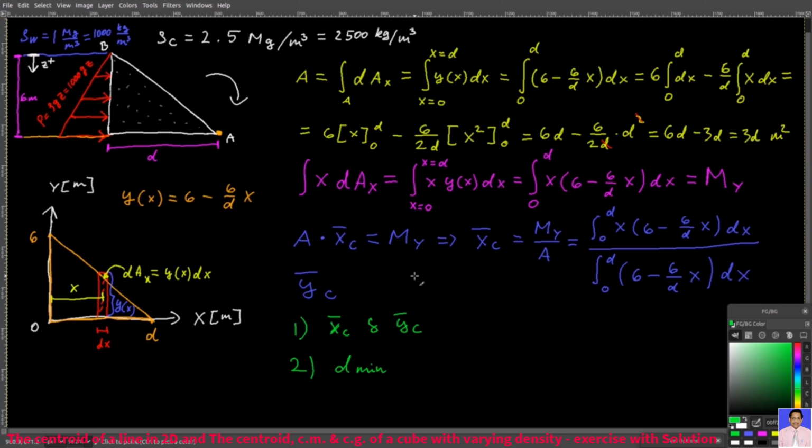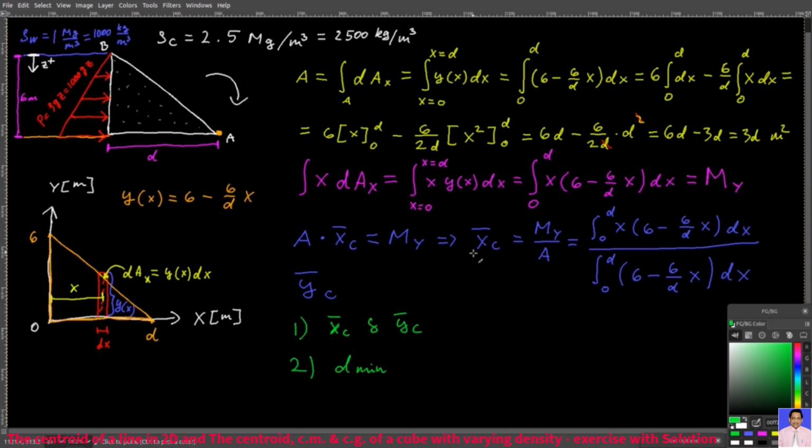Welcome back. So let's now solve this gravity dam problem. We first need to find the centroid of an area of this cross section here, x bar c and y bar c. And then we had to find the minimum distance d that would still keep this dam in place and not allow it to tip over about point A.